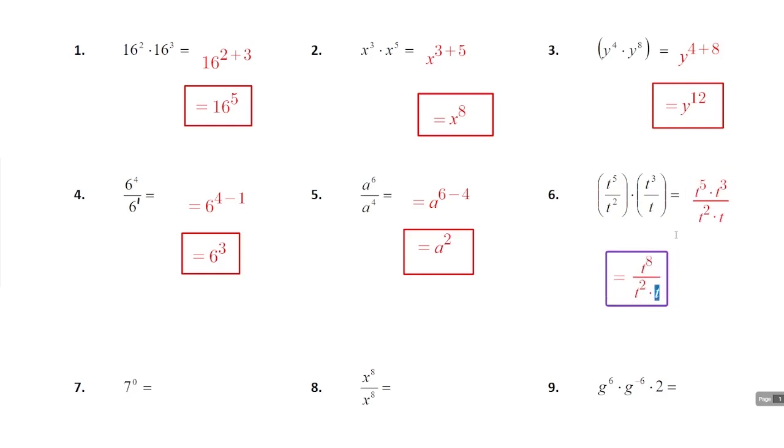And then whenever you have a lonely t, that's equivalent to t to the 1st power. So 2 plus 1 is going to be 3. So we have t cubed. And now we're going to subtract our exponents. Anytime you divide and you have the same base, you can subtract the exponents. So 8 minus 3 is going to be 5. And so our answer is t to the 5th.